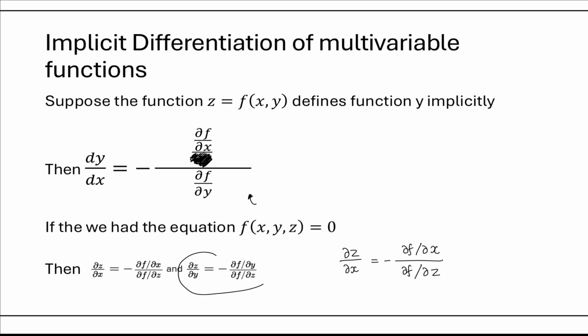And then, as you can see, if we were doing the rate of change of z with respect to y, it would be the function partially differentiated with respect to y divided by the function partially differentiated with respect to z, and then a negative sign. What you should notice is that this x is at the bottom and it's at the top of our fraction over here, and this y is at the top and it's at the bottom. So it's always sort of switching around.